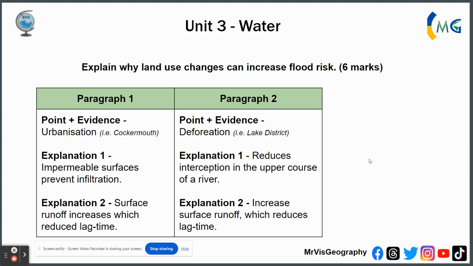Lovely first paragraph. You make a point, you explain it twice. Second paragraph, a different type of land use change is deforestation, is what I actually meant to write. Example again in the Lake District and Cockermouth. What it does, it'll reduce interception in the upper course of a river, and therefore it'll increase surface runoff, reduce the amount of lag time within a drainage basin system. Because there's less vegetation, more water basically reaches the ground and therefore arrives onto the surface.